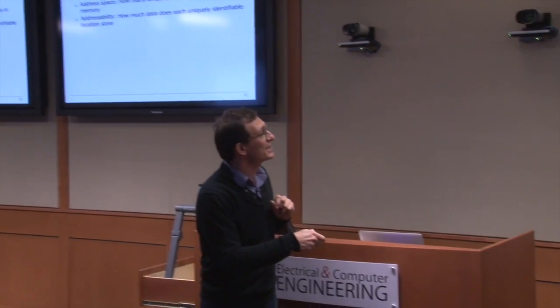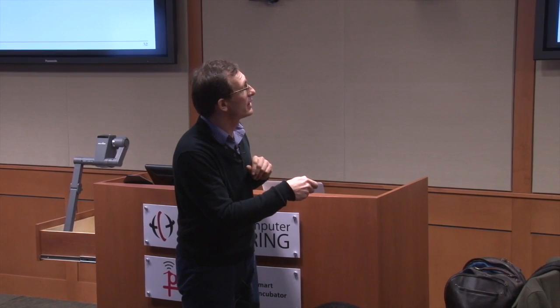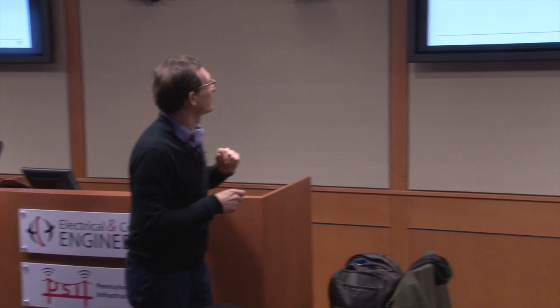Addressability: how much data does each uniquely identifiable location store? That's part of the ISA. You could have ISAs that are byte addressable. Most ISAs are, because characters are 8 bits, and a lot of people decided byte addressability is a good idea, because you usually operate on at least 8 bits. Not all ISAs were like that, actually.